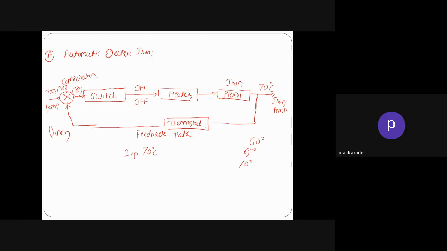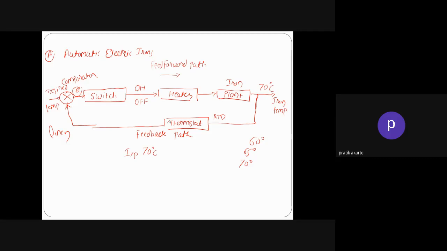So that is what we call the closed loop control system. This thermostat may be an RTD, it may be a thermocouple. So that is how the feedback control system works. Got my point? This is the representation of automatic electric iron in the form of block diagram. This path is called the feed forward path or simply forward path, and this path is called the feedback path.